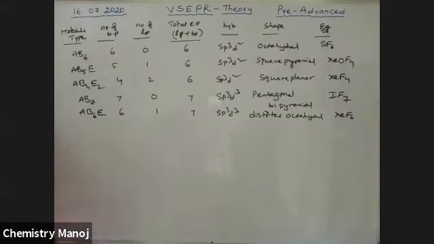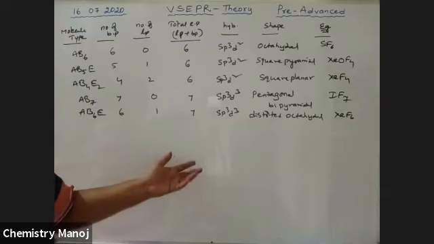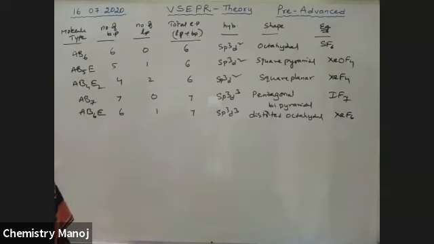Tomorrow I will explain one by one how these shapes are deviated. So right now I conclude here. Please take a screenshot. This is very, very important, very needed for us. Sir, how to find out these lone pairs and bond pairs? How to find out? I will explain tomorrow.